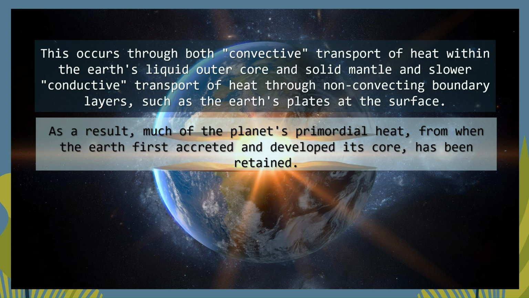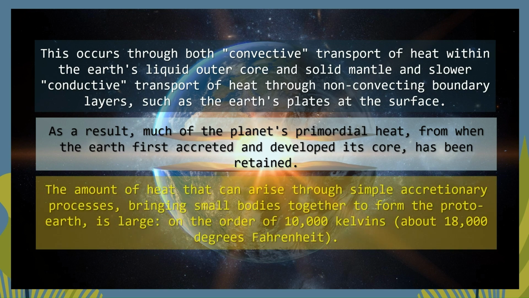So, ano muna tayo? Based on science, okay? Science tayo, okay? So, the amount of heat that can arise through simple accretionary processes, bringing small bodies together to form the proto-Earth, is large, on the order of 10,000 kelvins, about 18,000 degrees Fahrenheit.